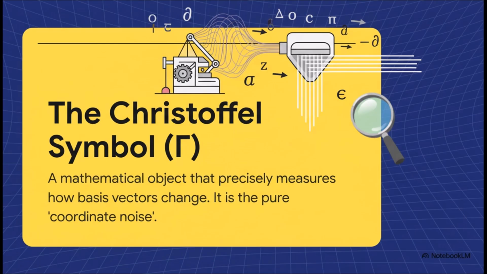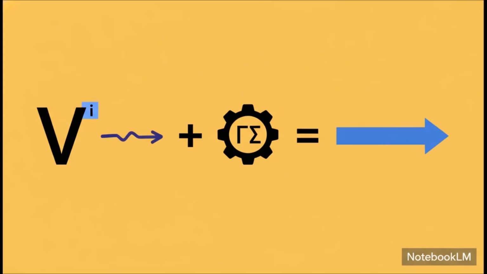It precisely measures how the basis vectors are changing from one point to the next so that we can finally get rid of that contamination and find the truth. Okay, now here's where it gets really interesting. It turns out there are two different flavors of vectors. For the first type, called a contravariant vector, and you can always spot these because they have their index written up top, the math shows that the coordinate noise actually comes out as a positive value.